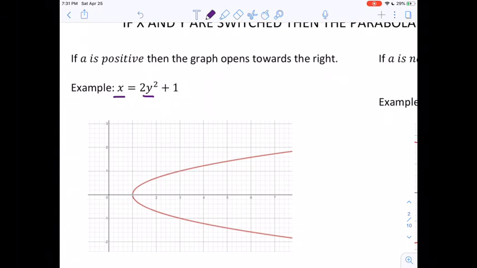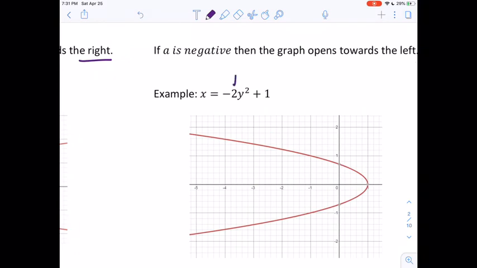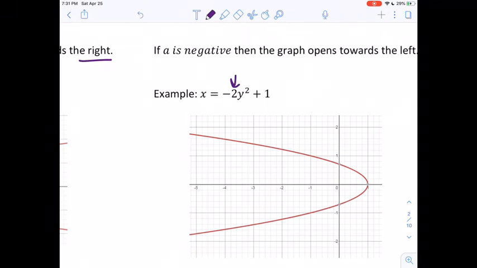and then A is going to determine which way it's opening. So if A is positive in this one, then it's going to open towards the right. Okay? If A is negative, so the number in front of my variable squared, then it's going to open to the left, towards the negative direction. So same thought process as if it was going up and down. So if it was negative and it was equal to y and x was getting squared, it would go down towards the negatives on the y-axis. Well, now, since the x's and y's are flipped, it's going towards the negatives on the x-axis.